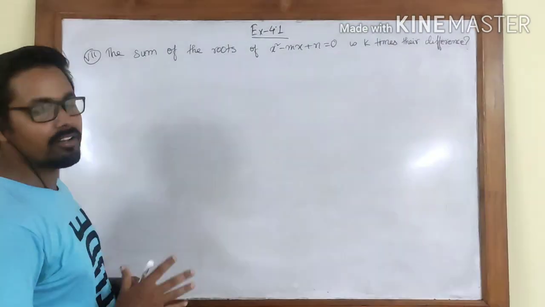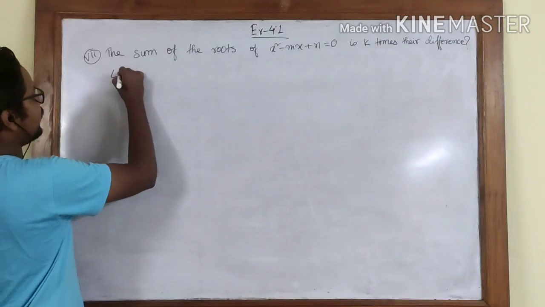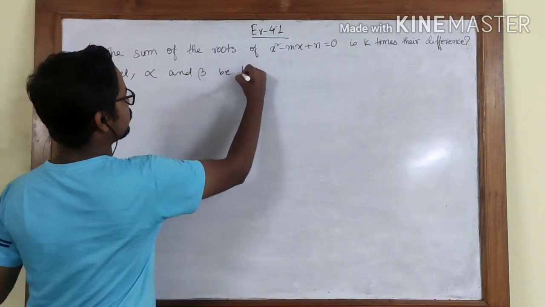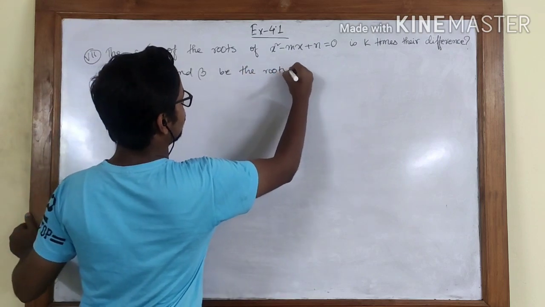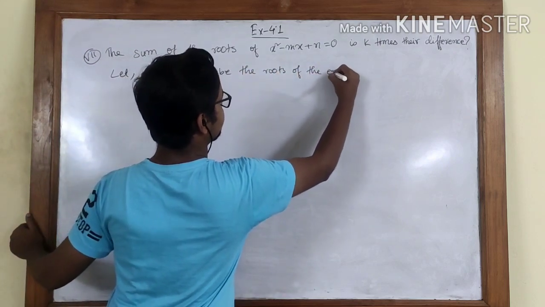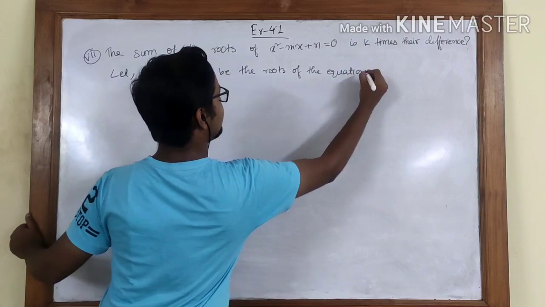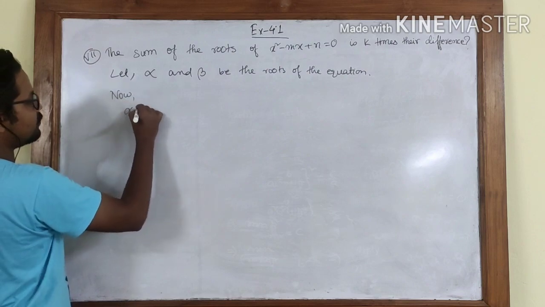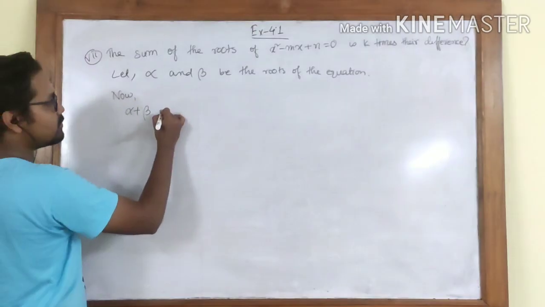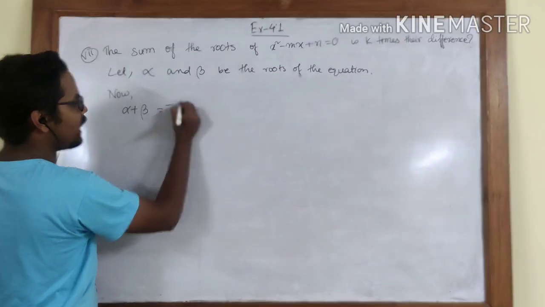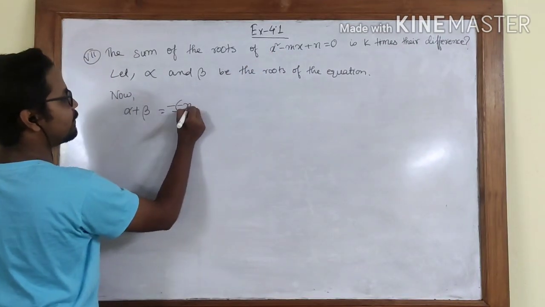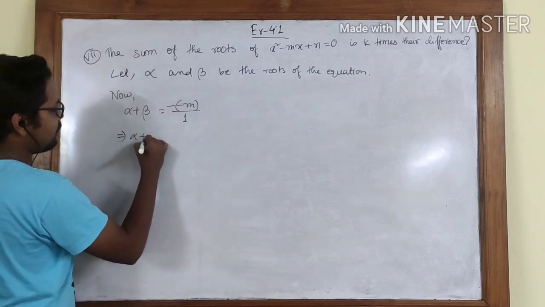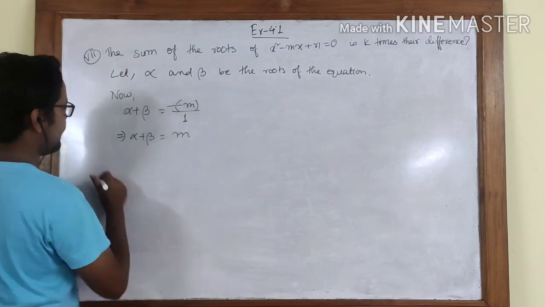Let us take alpha and beta as the two roots. So let alpha and beta be the roots of the equation. If alpha and beta are the roots, then the sum of the roots, that is alpha plus beta, must be equal to minus b by a. So minus, what is b? Here b is minus m and a is nothing but 1. So we have alpha plus beta is equal to m.